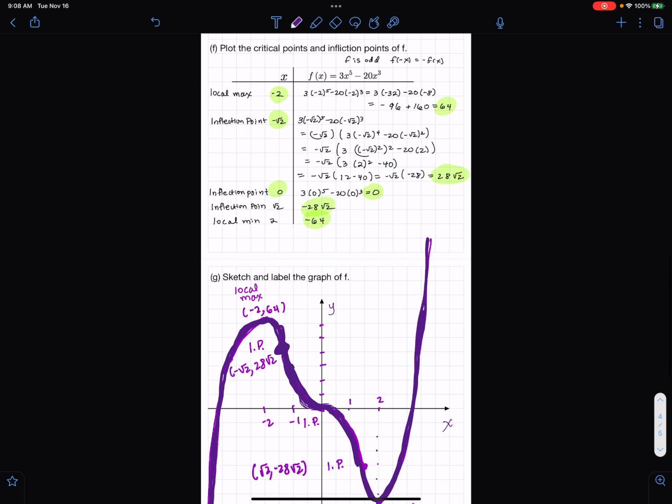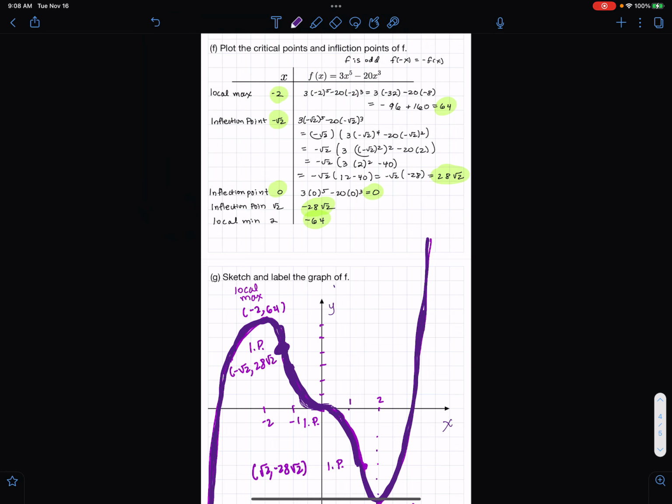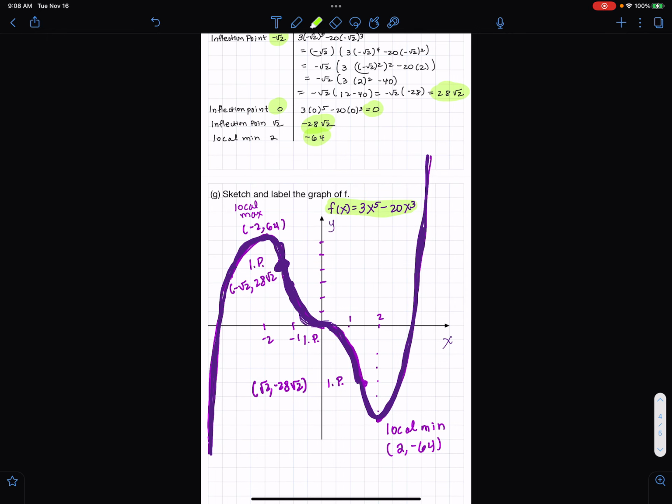But oh, by the way, why don't I at least write down what this is, f of x, just to make this a finished product. F of x equals 3x to the 5th minus 20x cubed. All righty, and that's our graph. There's a bunch of places where you can look up those. I think I could still keep improving, go back and improve my handwriting here and there.